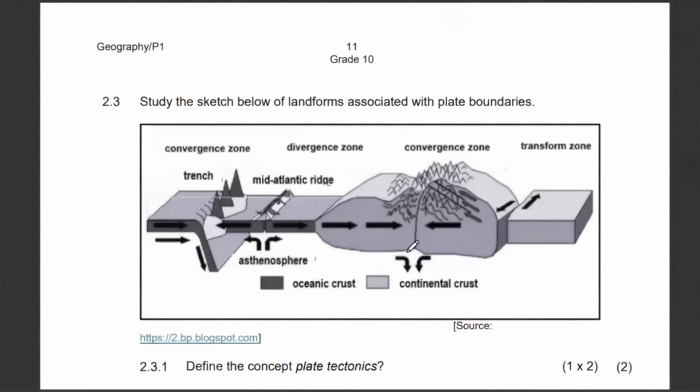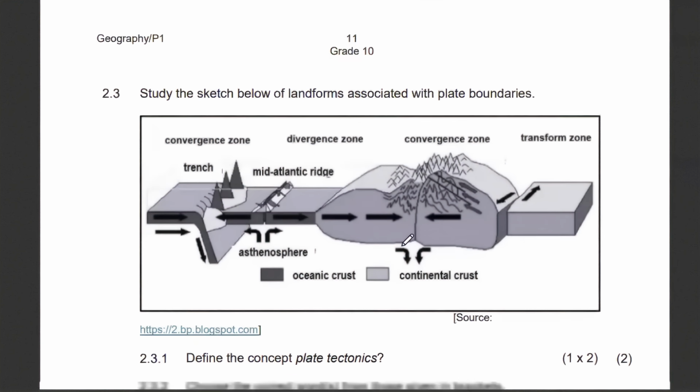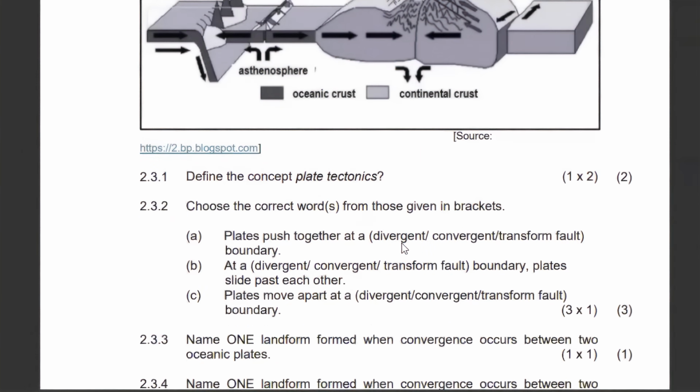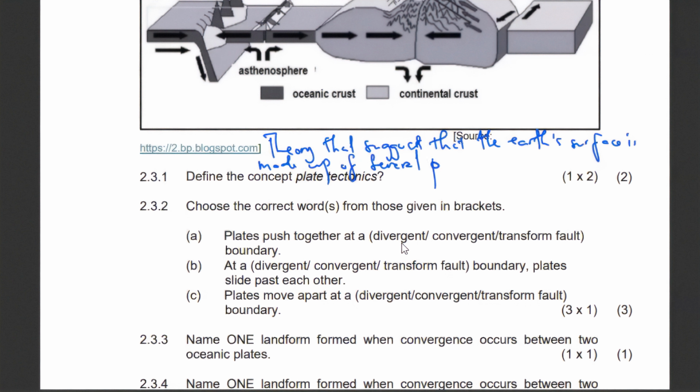Let's move on to 2.3. It talks about plate boundaries and plate tectonics. Right, define the concept plate tectonics. When you're looking at plate tectonics, it's a theory that suggests that the Earth's surface is made up of a number of plates, several plates that are slowly moving.